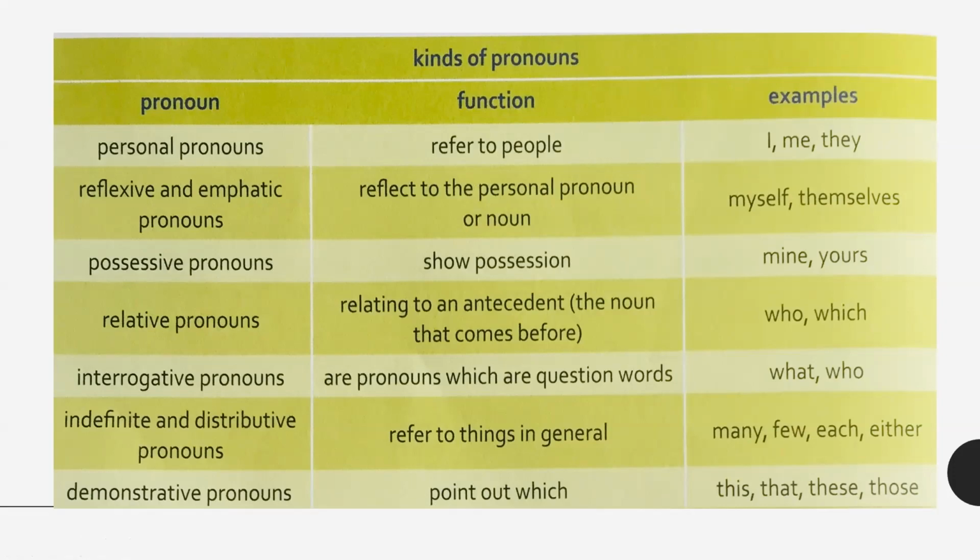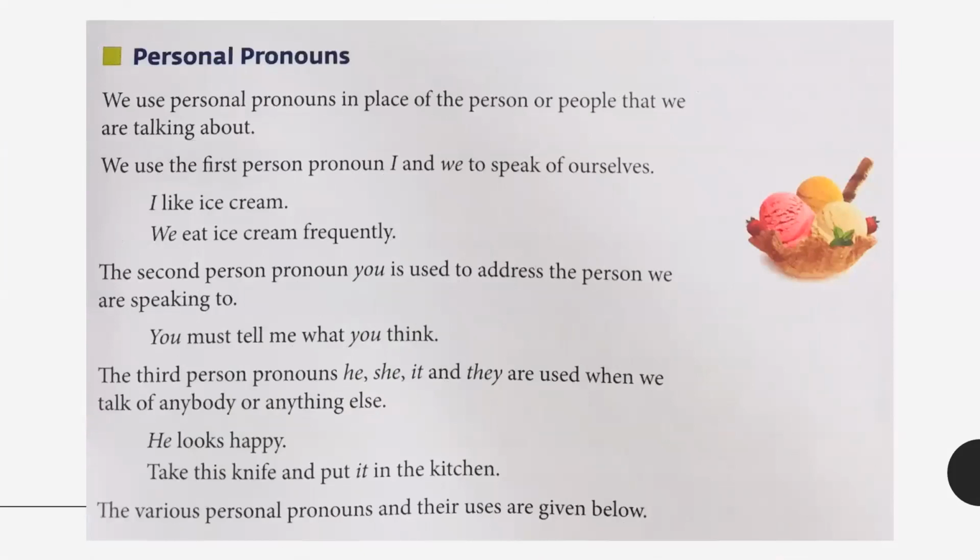Let's start one by one. Now let's start with the first one, personal pronoun. We use personal pronouns in place of the person or people that we are talking about. Personal pronouns are used for such type of person, place, animal, thing about whom we are speaking.